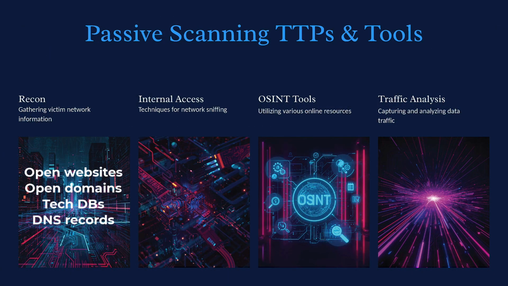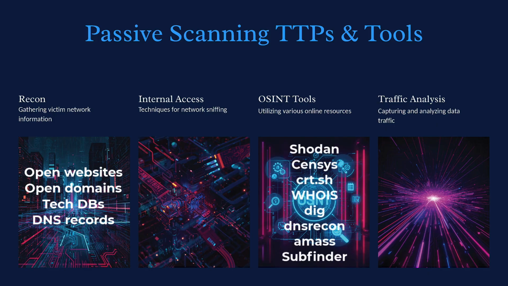Passive scanning lines up with reconnaissance techniques like gathering victim network information and searching open websites or technical databases, basically learning from what's already published or observable. That includes public search engines for exposed services, certificate transparency lookups, and DNS records. Common OSINT tools here include Shodan and Censys, plus certificate resources like crt.sh and registration data like Whois.